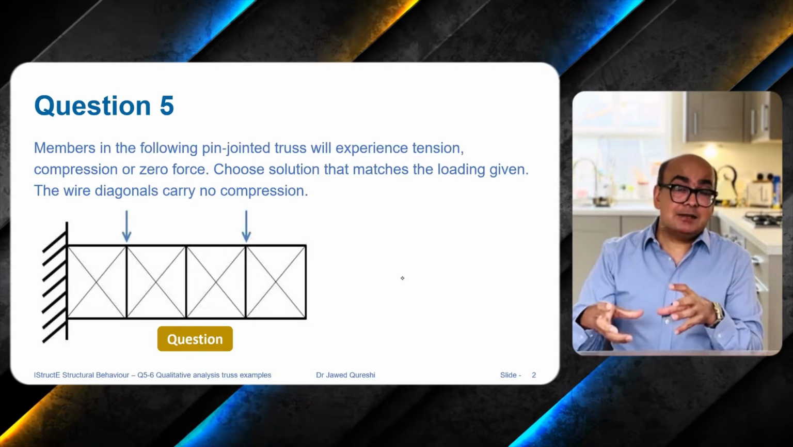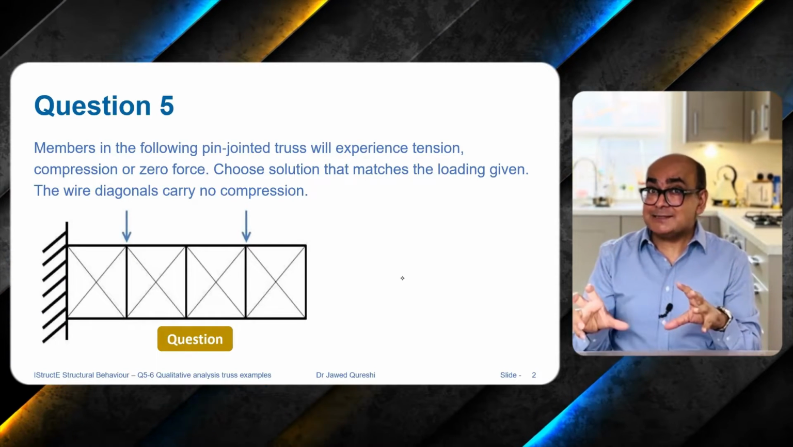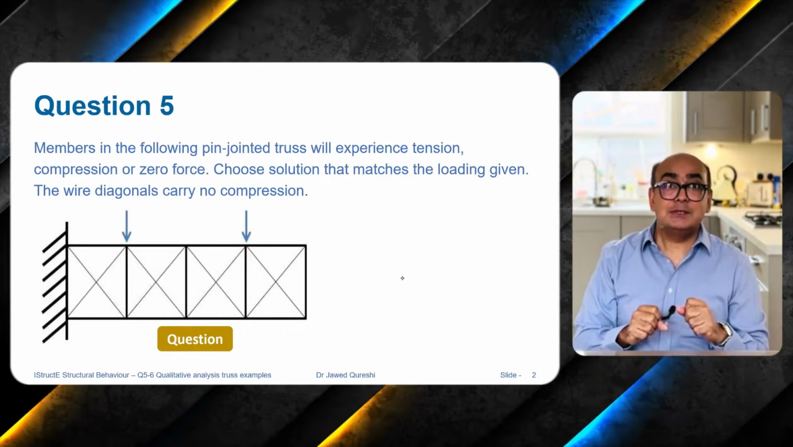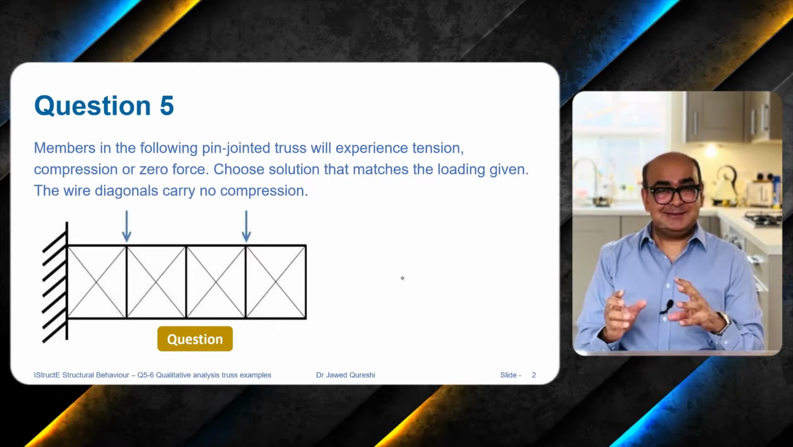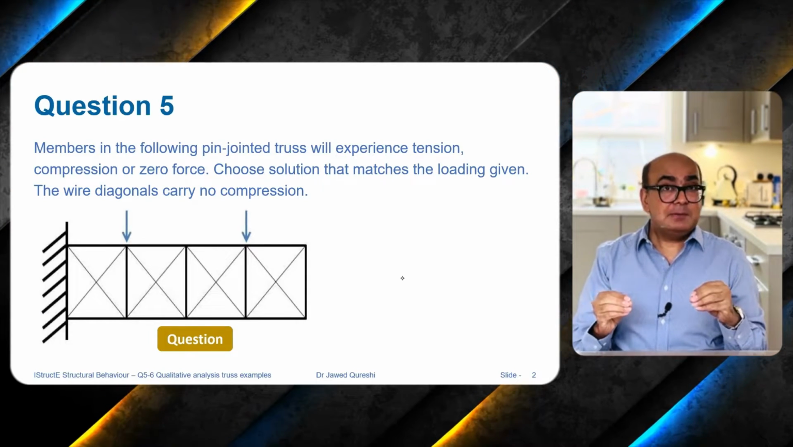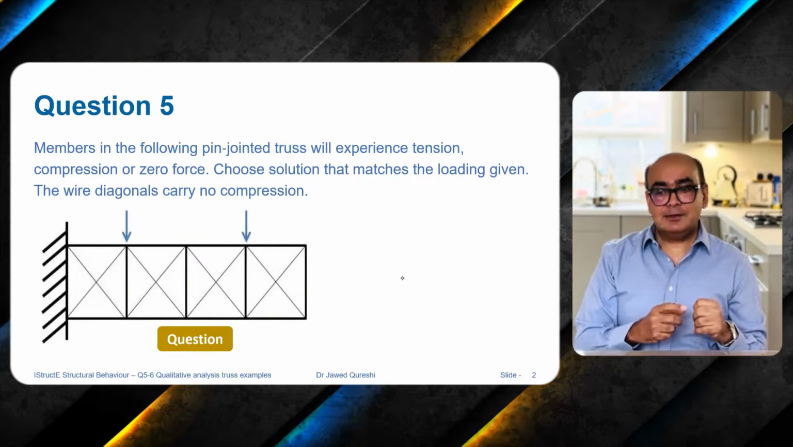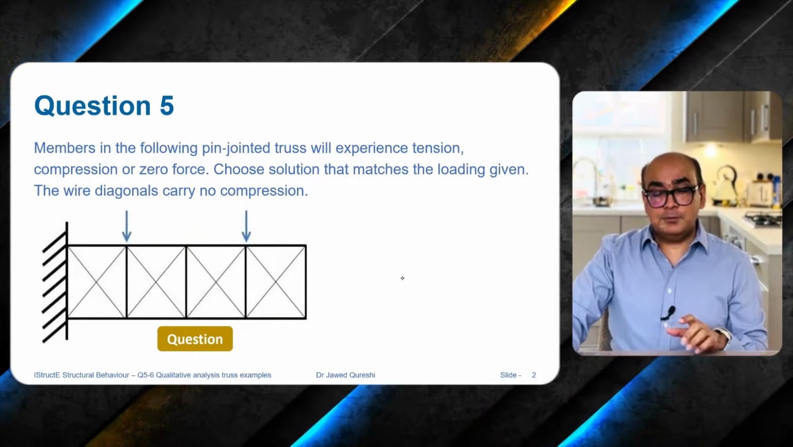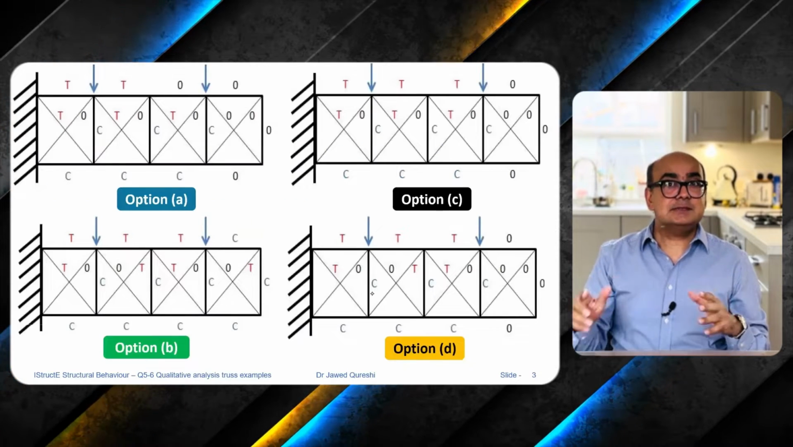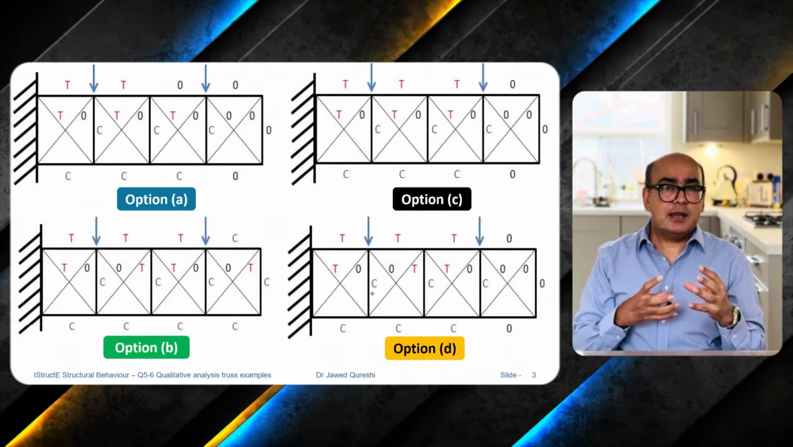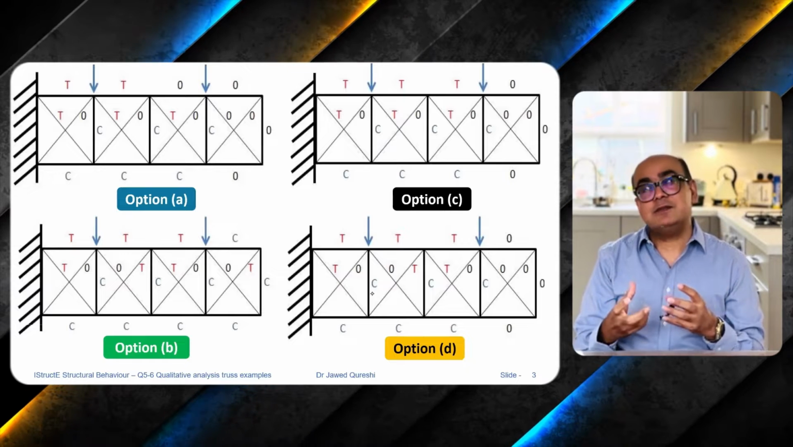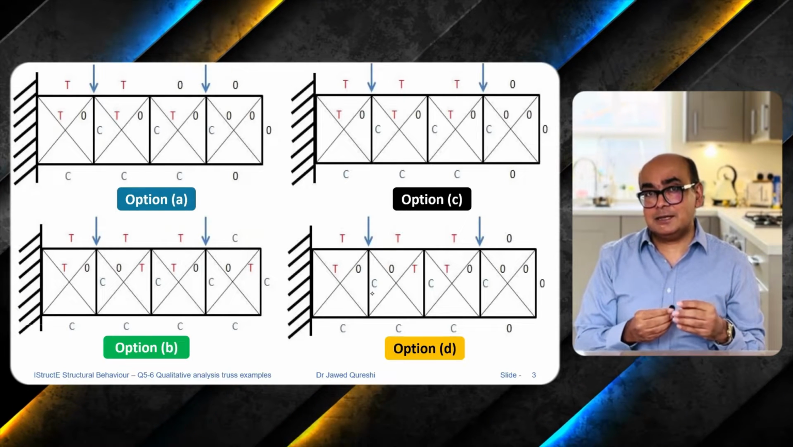I was myself caught up in this question, and I got this wrong while I was practicing the questions. So bear with me, but I will tell you very useful tips on how to tackle these kinds of questions. There are four options: option A, B, C, and D. They are very close to each other, and it's very difficult to determine which option is correct.